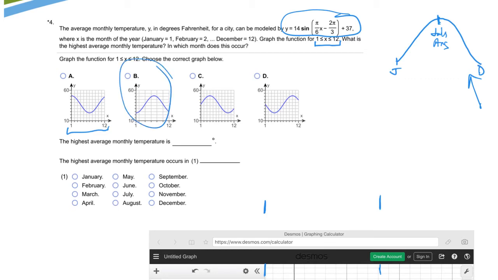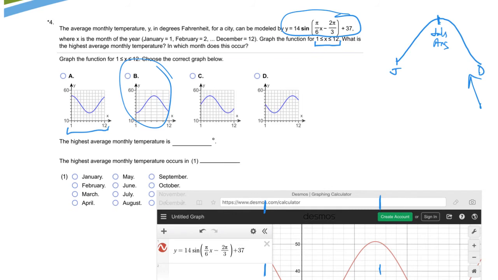The highest average monthly temperature, you can't really see it on the graph there, but let's take a look. Right about there, highest temperature, I don't know, would that be 51-ish? Around 51. You could maybe zoom in a little bit more on the graph, or maybe we can tap on it. I wonder if decimals will let us do that. Let's try it.